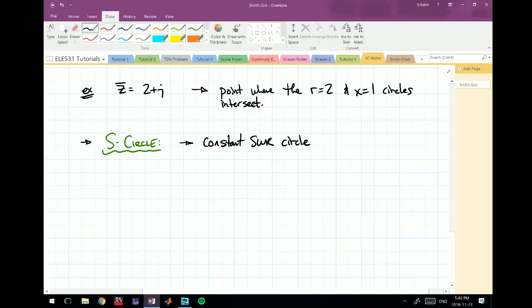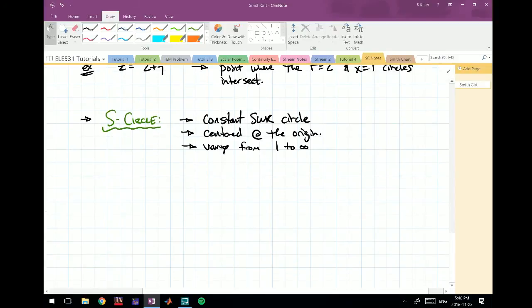So you'll have the R circles, the X circles, and the S circles, and these are centered at the origin. They can vary from whatever values the SWR varies from, which, if anybody knows, would be 1 to infinity.